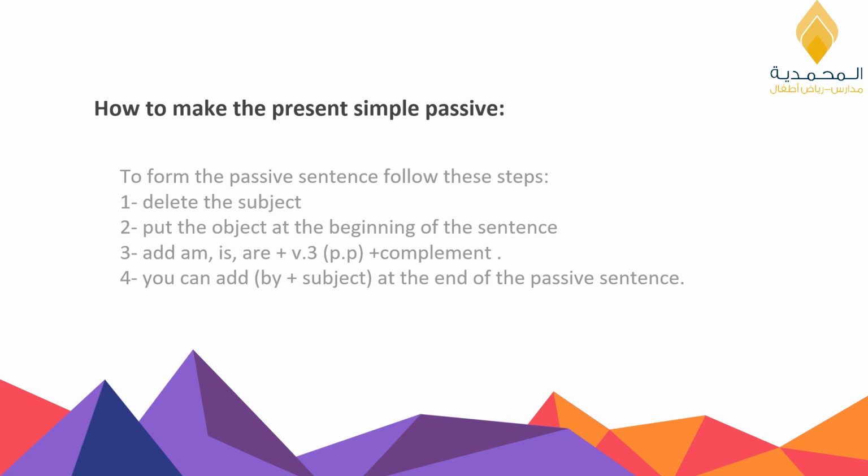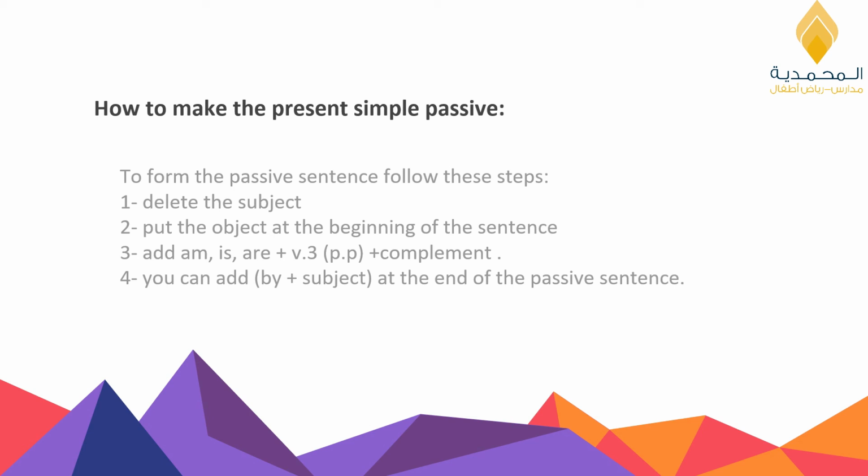We are going to discuss together how to make the present simple passive. To form the passive sentence, follow these steps. 1. We are going to delete the subject, which is at the beginning of the sentence. 2. Put the object at the beginning of the sentence. 3. Add am, is, are plus verb 3 or the past participle and the complement.